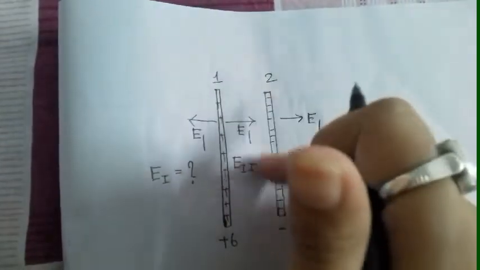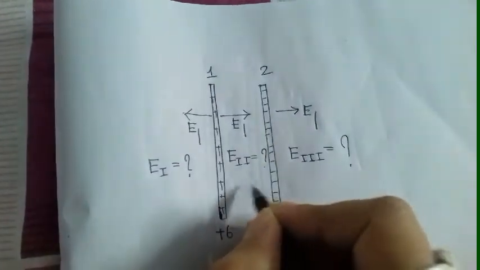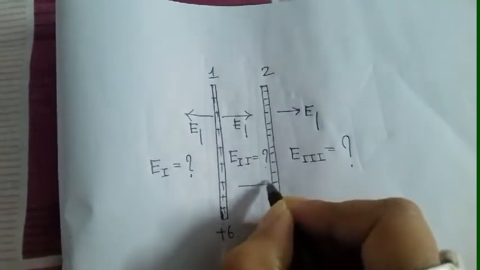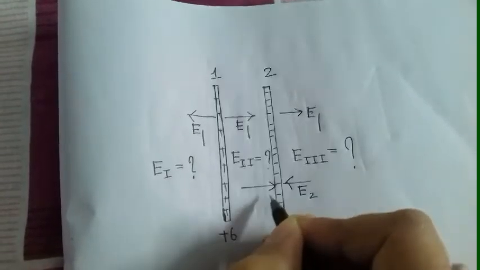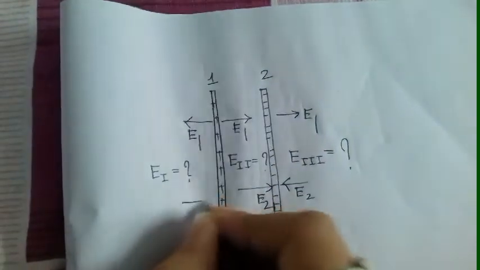When I want to calculate the field contribution due to plate 2, don't consider plate 1. If we don't consider plate 1, then as it is negatively charged, the field lines should be normal and moving towards the plate. Here also moving towards the plate. So E2 should be this side only.